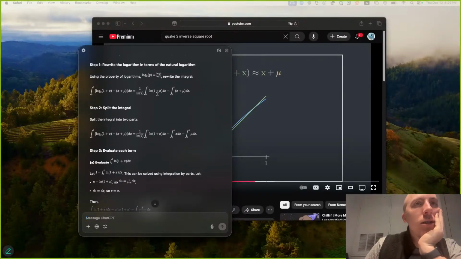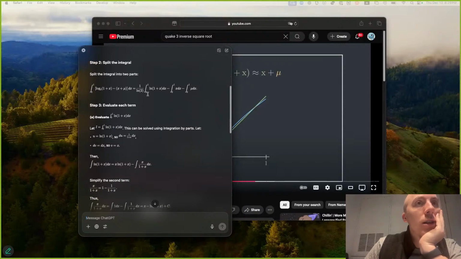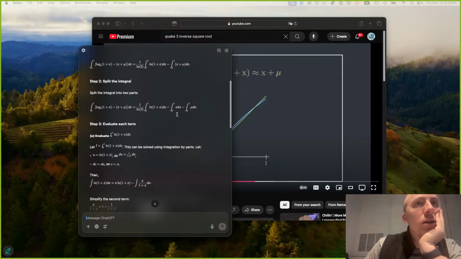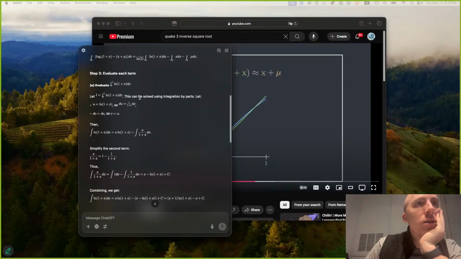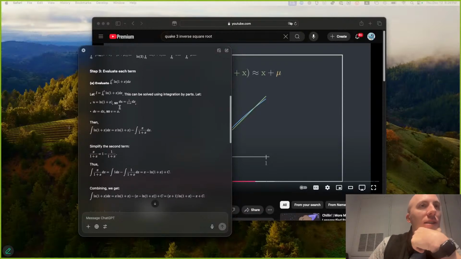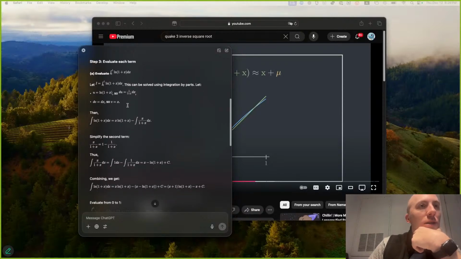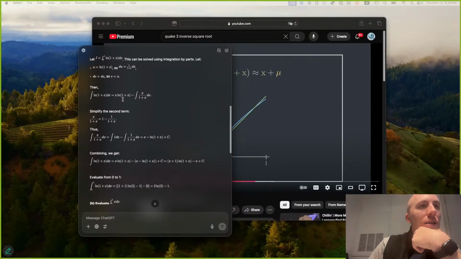It's kind of interesting. We're just able to pull it out and split it into two parts. Okay, we split this up again and evaluate each term. The log one, integration by parts. Let's go. Set u equal to this, du equal to this, dv, v is equal to x. Let's go!